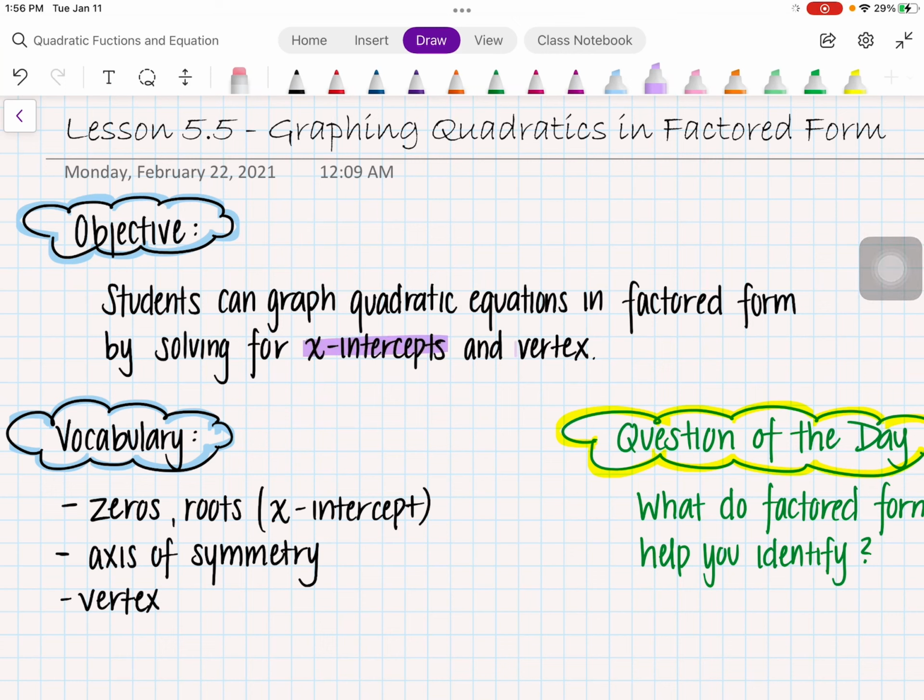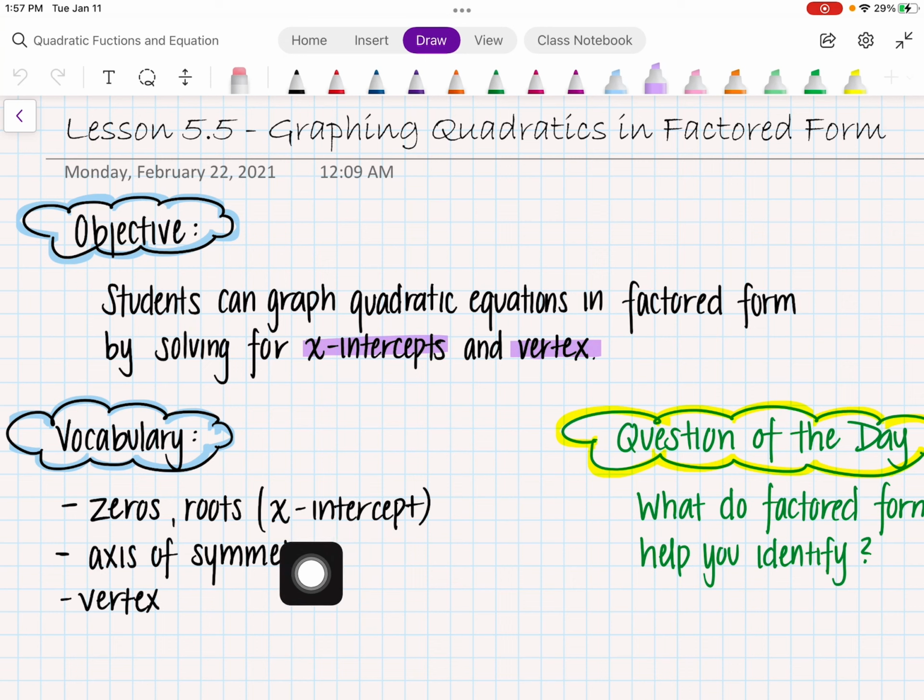So the goal for today's lesson is that we want to find the x-intercepts and the vertex in order for us to graph. That's actually all you need. You actually only need 2 points. Vertex is the most important one. And based on what we're working with, which in this case is factored form, we're going to focus on the x-intercepts.